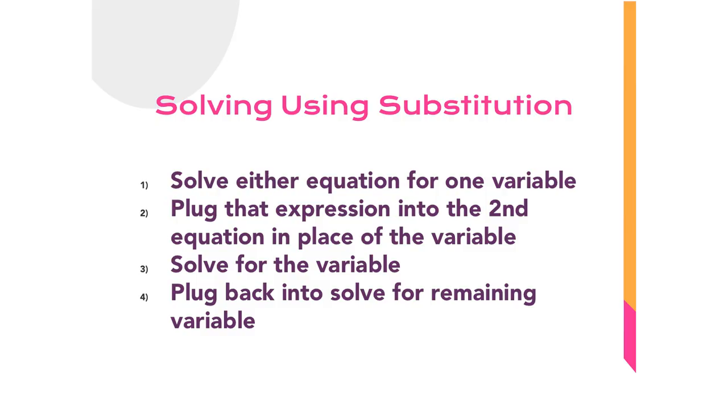But what you have to do is solve either equation for one variable, meaning I'm trying to get x equals or y equals. Then I'm plugging that expression into my second equation in place of the variable. So if x equals 4, I'm plugging in 4 for x in my second equation. I'm solving for a variable, and then I'm plugging back in to find the remaining variable.